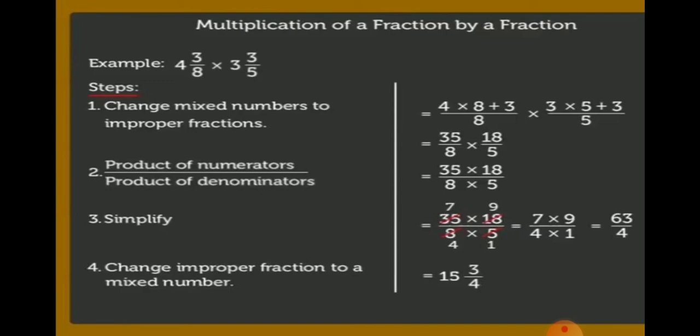Now the numerators you will multiply, 35 into 18, and the denominators, 8 into 5. Now you will see whether there is any common factor between the numerators and denominators. So yes, in 5 and 35, 5 ones are 5, 5 sevens are 35. In 8 and 18, 2 fours are 8, 2 nines are 18. After cancelling, your answer is left with 7 into 9 upon 4 into 1, that is 63 upon 4.